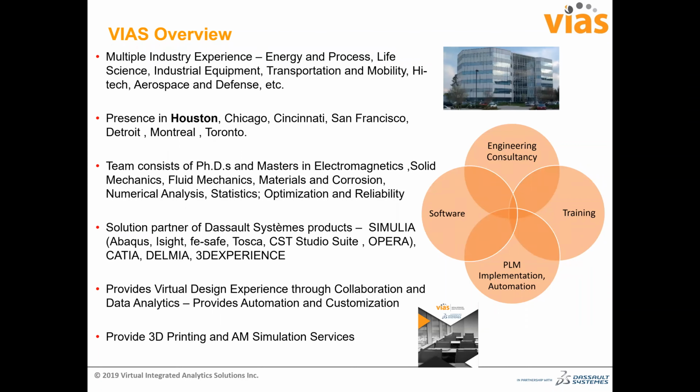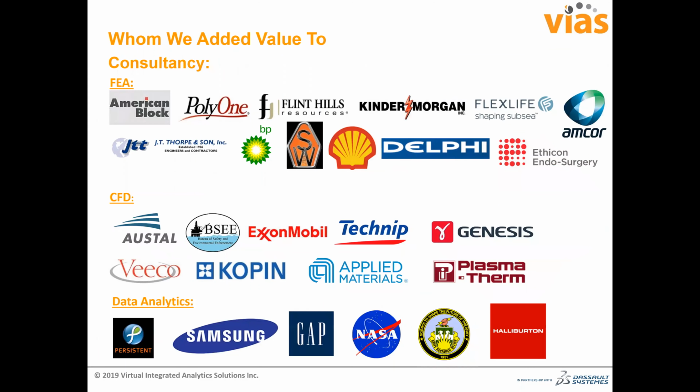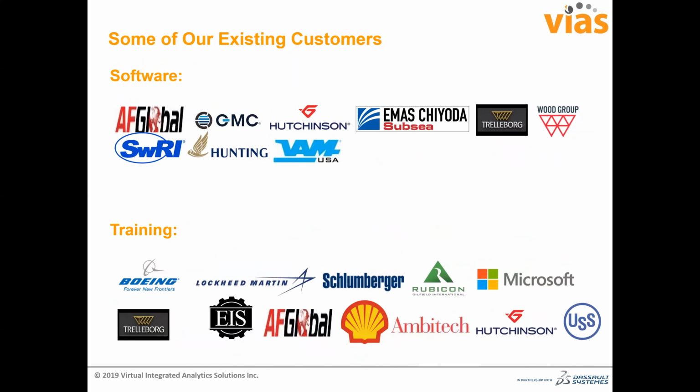We serve different industries, from energy and process to transportation and mobility, high-tech, aerospace and defense, and industrial equipment. We also do PLM implementation and automation, data analytics and artificial intelligence for different organizations, and collaboration of all those data on the 3DEXPERIENCE platform. Now, in terms of consultancy, in FEA, CFD, and data analytics, big players like Delphi, Applied Materials, NASA, ExxonMobil, Amcor are here. And on the software sales side, Hutchison, Schlumberger, MBTech, Microsoft, and Lockheed Martin, which are not listed here, and some like MEC Corporation, Apollo Microwaves, Boeing in the microwave area.